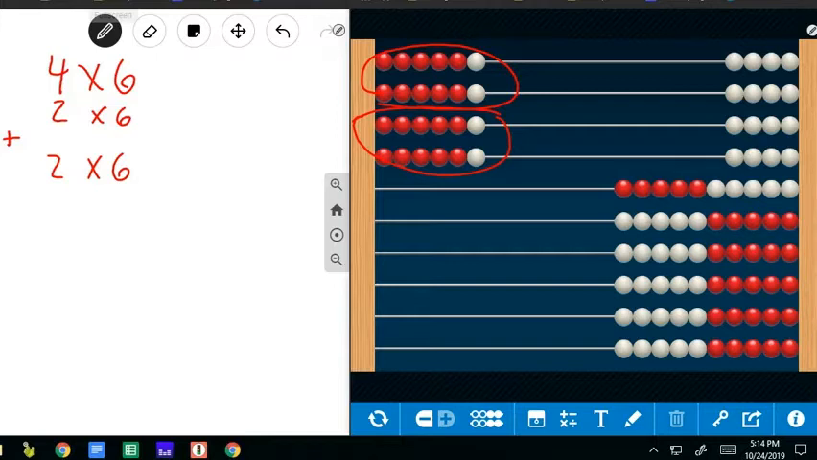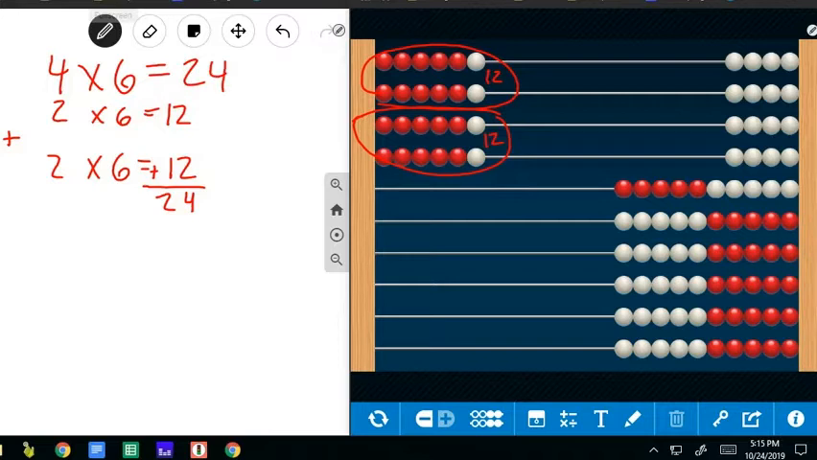6 doubled is 12. So that means this 6 doubled is also 12. I have 12 here, and I have 12 there. So to get my final product, I need to double my double, because I have 12 2 times. I got to double it, which gives me 24, which means 4 times 6 equals 24.